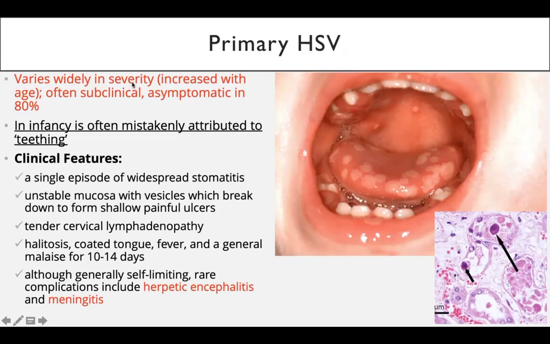Primary infection varies widely in severity, increases with age, and is often subclinical, asymptomatic in 80%. So maybe it resolved by itself. The patient usually doesn't come to the hospital or clinic. But if it's severe, he or she will definitely come. In infancy it is often mistakenly attributed to teething. So when the patient is an infant, what is an infant? Less than 1 year, from 1 month to 1 year.